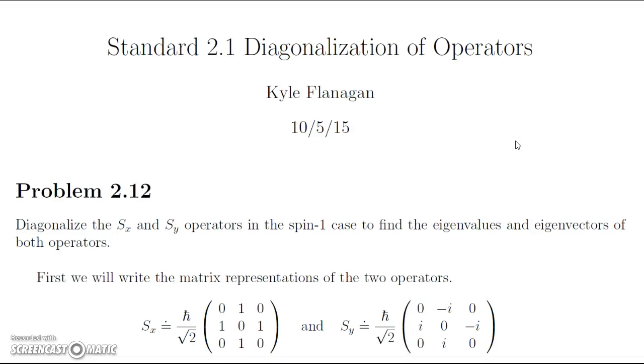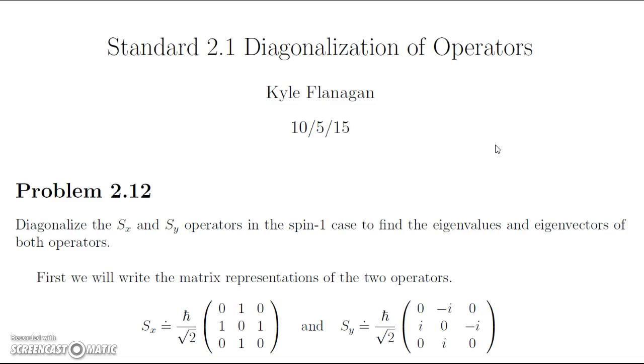Hello, and we're going to be doing standard 2.1, which is on the measurement of systems and the diagonalization of operators. We're going to be doing problem 2.12 out of McIntyre, which states to diagonalize the Sx and Sy operators in the spin 1 case and to find the corresponding eigenvalues and eigenvectors of them.